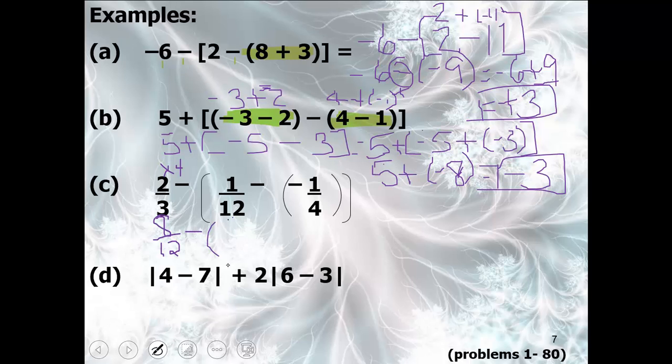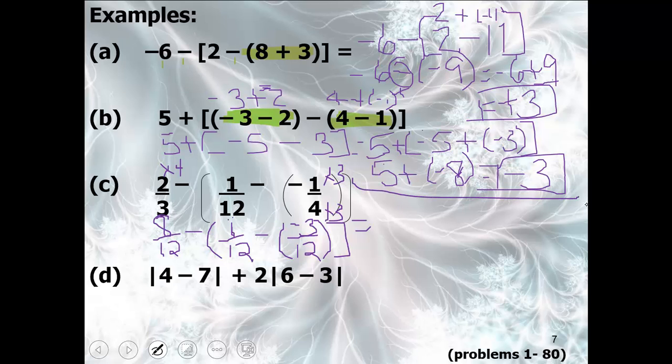Minus, I'm going to use my brackets. I leave my 1/12 exactly the way it is, minus, and then I need to rewrite 1/4 in terms of 12. So what do I have to multiply 4 by to get 12? 3. So that means I have to multiply negative 1 by 3, and that gives me a negative 3. I'm going to start by simplifying the inside.